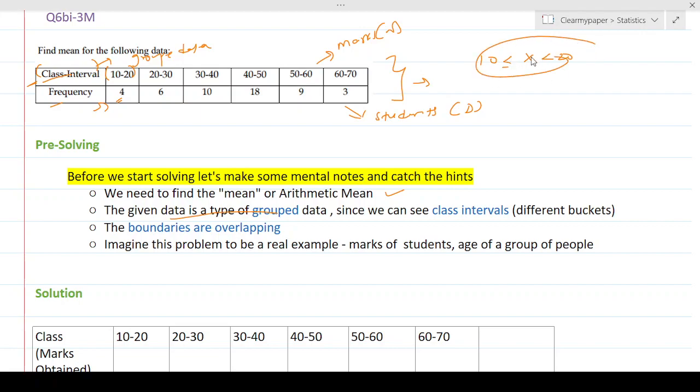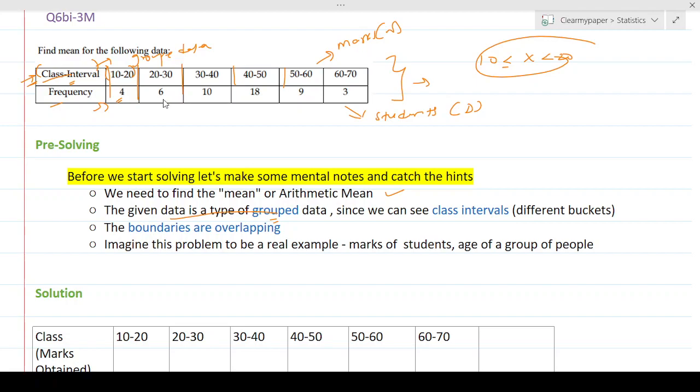That's what it means. So whenever we have this kind of a range where we don't know exactly what marks the student would have got, it could be anywhere. That kind of data, when they give it to us in a group defined by the class interval, is called group data. And we see that they have given the class interval, meaning that these are different buckets of marks. And that's how we should understand it: our hint that they're talking about group data.